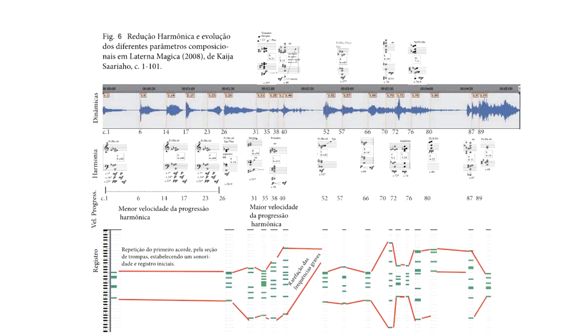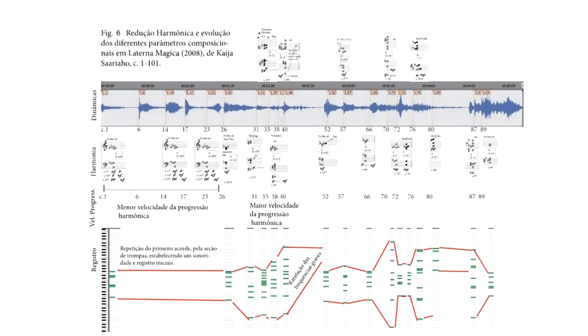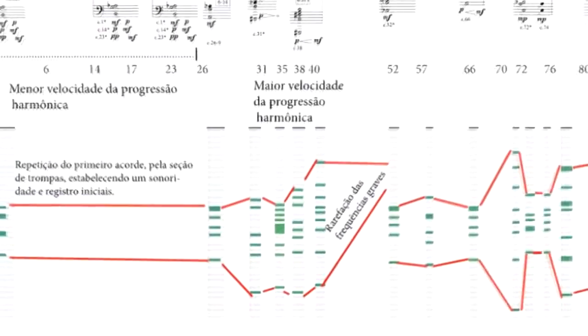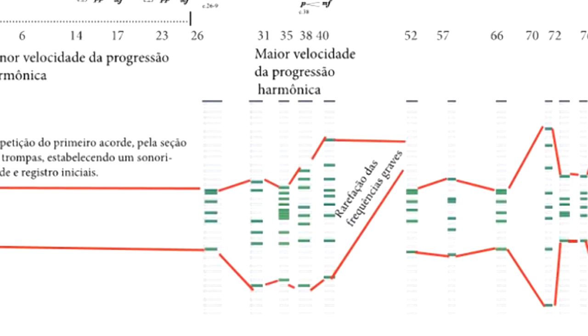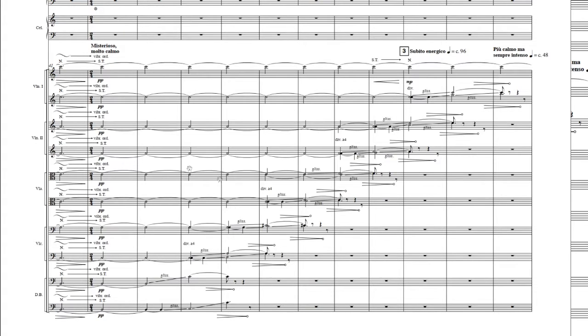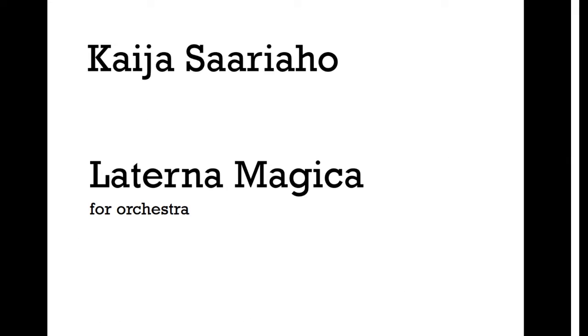If you take a look around the 40th measure, you can see that the low notes of the pitch range of the string section are filtered out. This is very clear if you see the score, how the parameters are interacting and evolving during the composition.